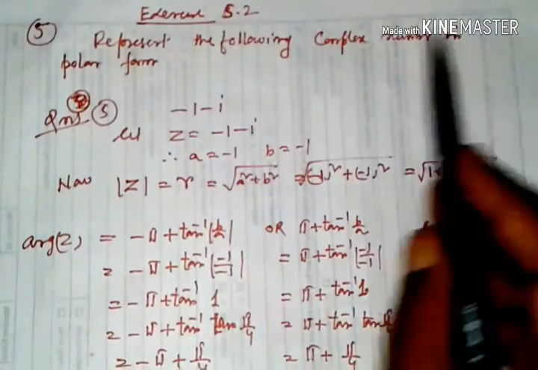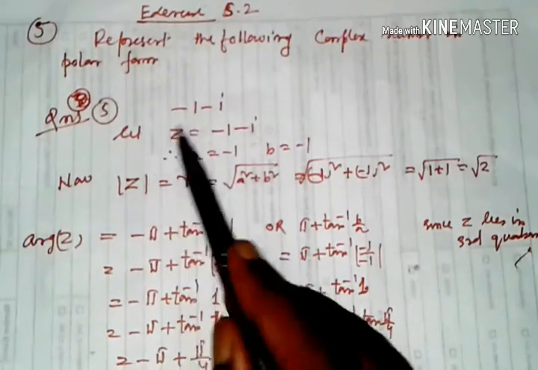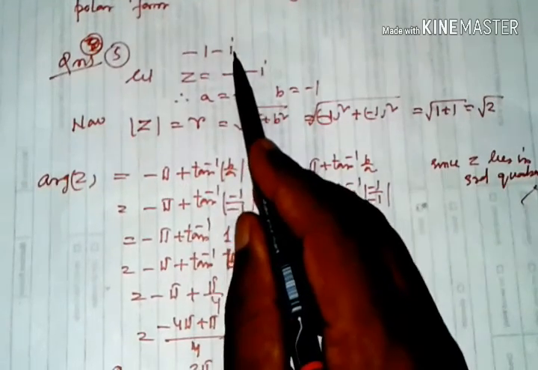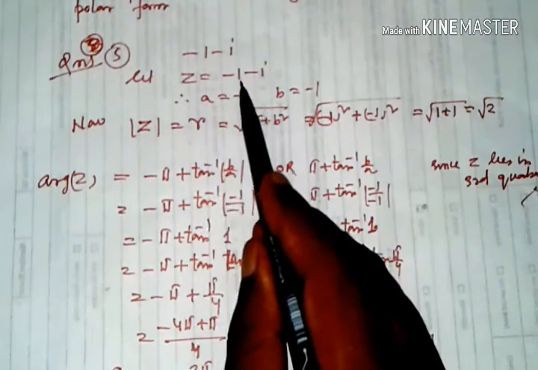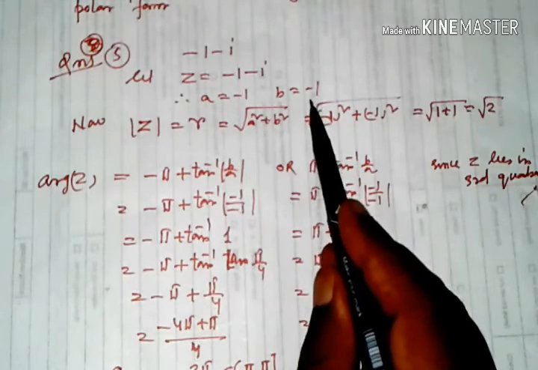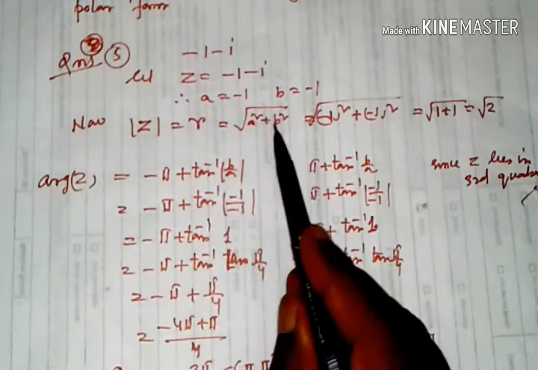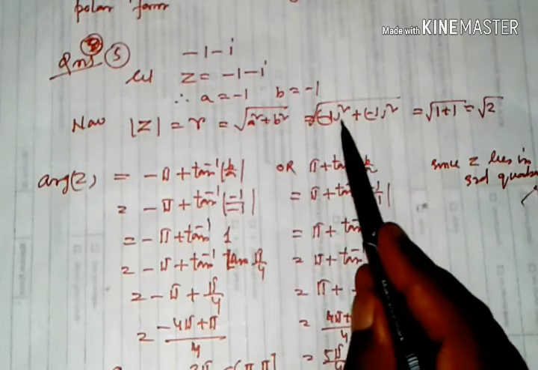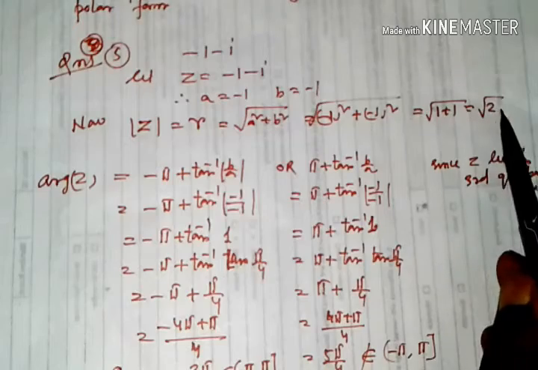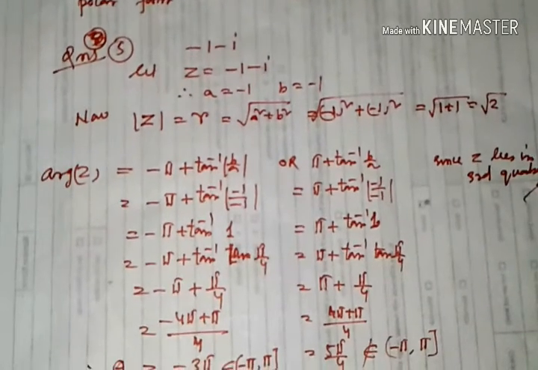Next is also from exercise number 5.2. Represent the following complex number in polar form. That is question number 5, minus 1 minus i. Let z is equal to minus 1 minus i. Here a is minus 1 and b is also minus 1. Modulus of z, r is equal to root of a square plus b square, minus 1 square plus minus 1 square, 1 plus 1, root 2. This is the modulus of z, or the value of r.